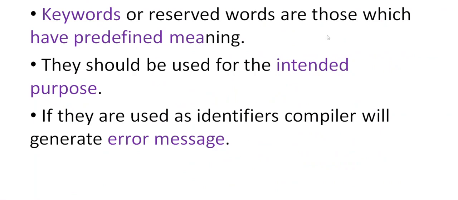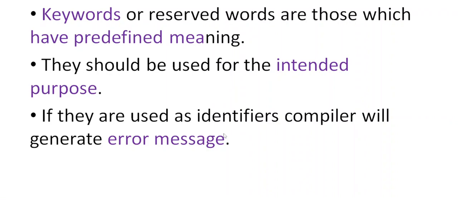Keywords or reserved words are those which have a predefined meaning. In some books they are referred to as keywords, in some as reserved words. But whatever the case, they have some special purpose. The meaning is already defined by the language. So you have to use them only for their intended purposes, like for, which stands for a loop.